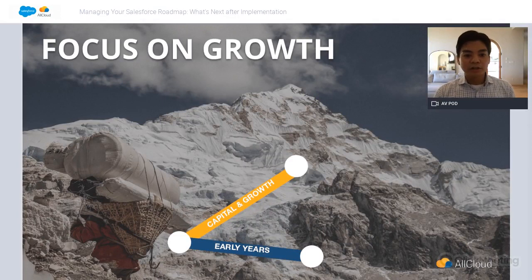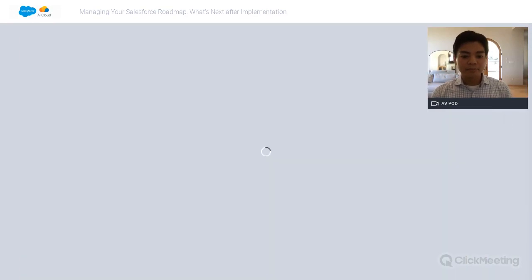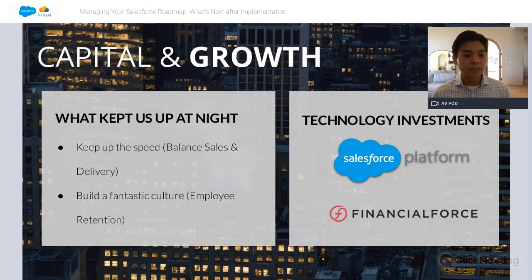Well, after our survival years, the early years, we then moved into the capital and growth phase, and that's what we called it. But there were still things that kept us up at night. How are we going to retain employees and customers? But at this point, as a services organization, we needed to keep up with the speed of balancing sales and delivery. So when projects were coming in that we were selling and how they were going to be delivered, how can we have a formalized view of everything coming into the overall picture?